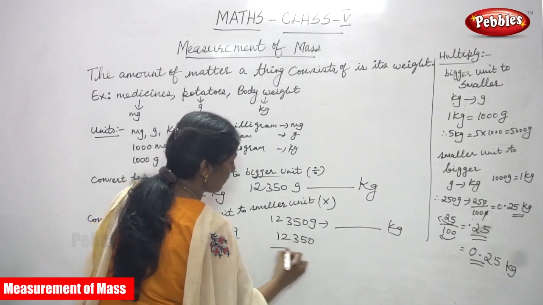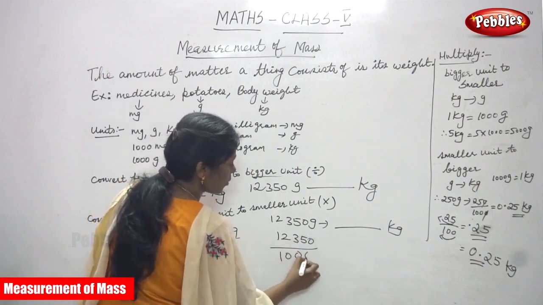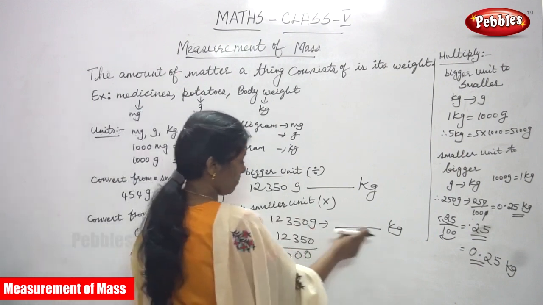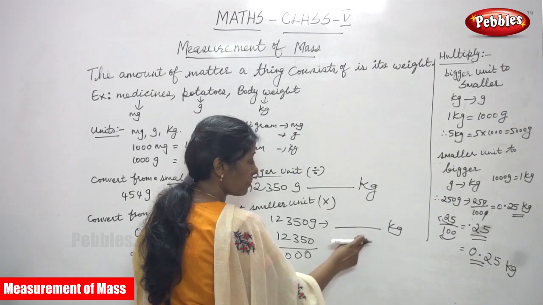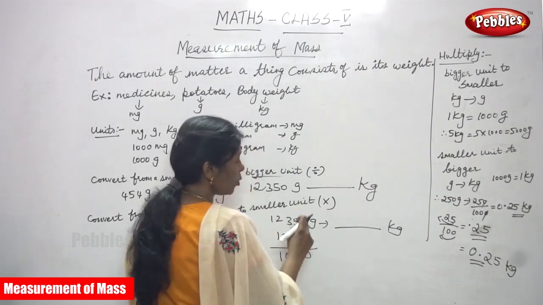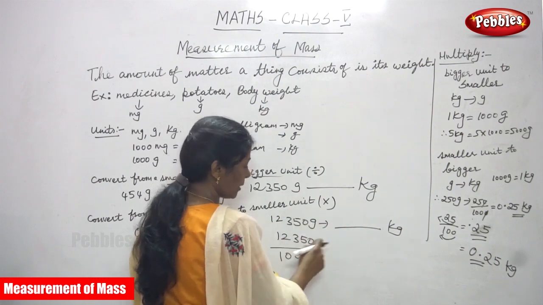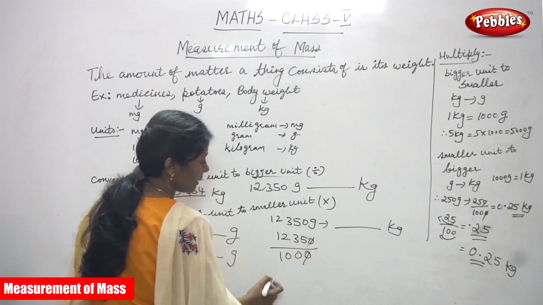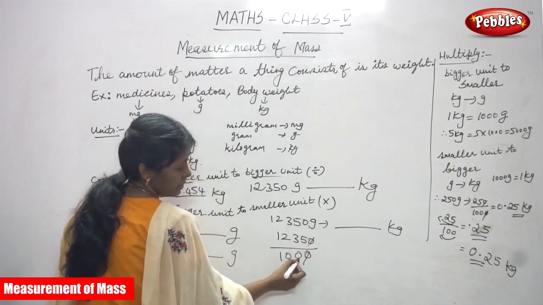12,350 is divided by 1000 because gram is a smaller unit and kilogram is a what? Bigger unit. Small and big. So converting smaller unit to bigger unit means you have to divide. So 1000 gram is equal to 1 kilogram. That is why you have to divide by 1000.